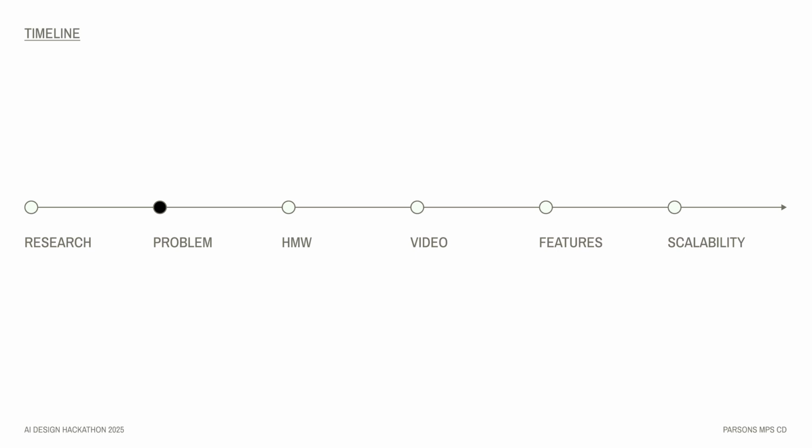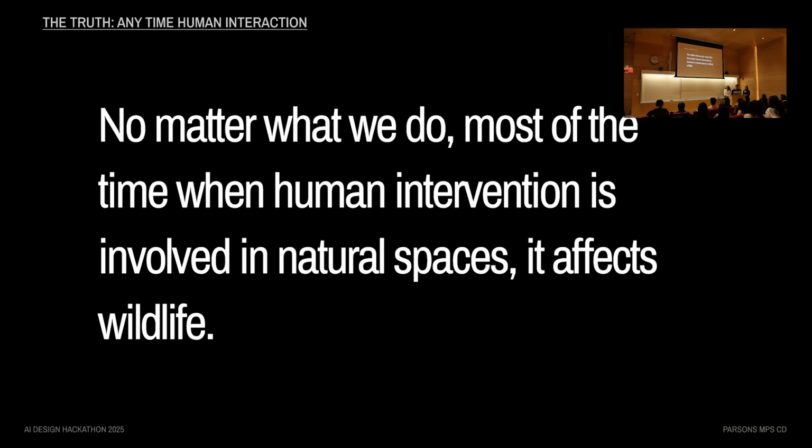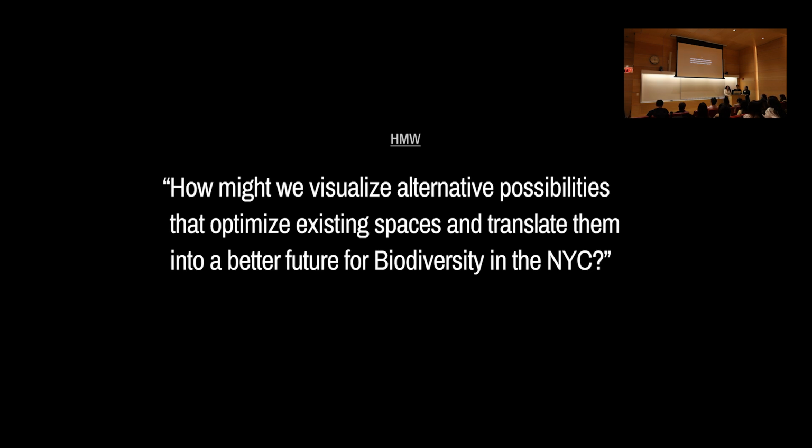So after the research, we got the painful truth, which is this problem we cannot avoid. Even when humans want to do some well-meaning things, it still disrupts the ecosystem. It brings us to our how might we? How can we show new ways to improve the area we already have to support more biodiversity in New York City?